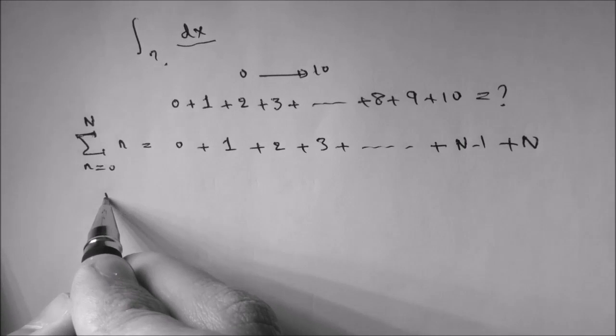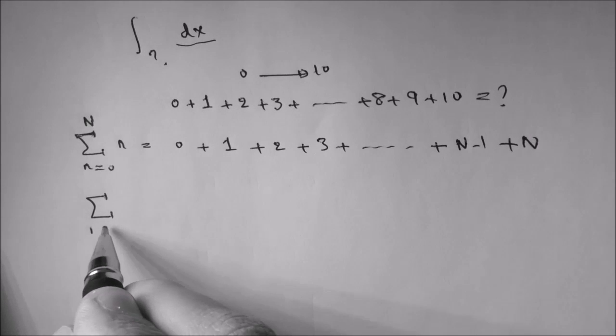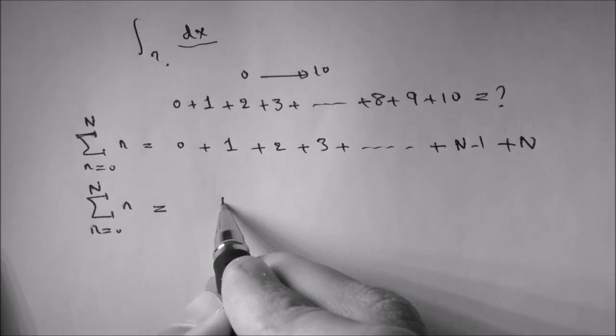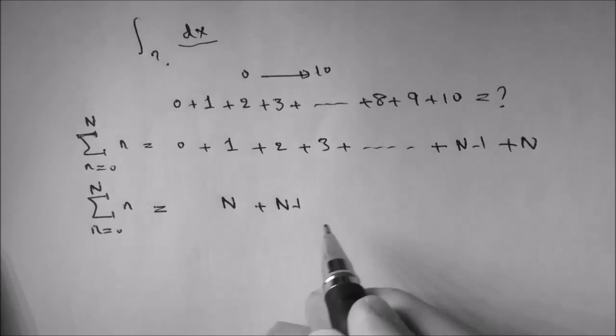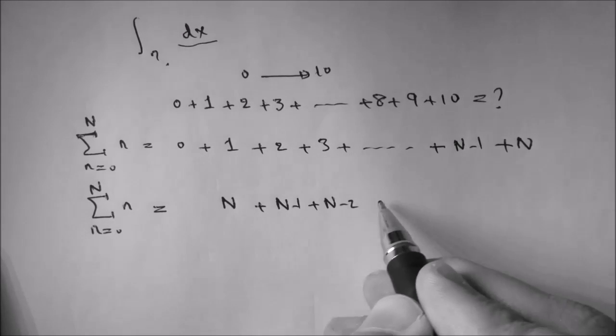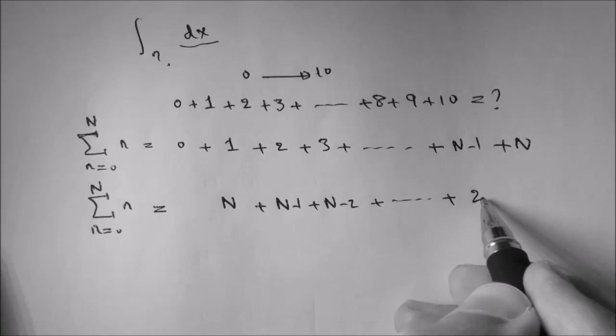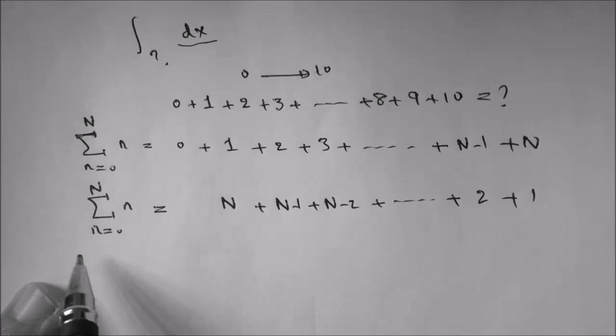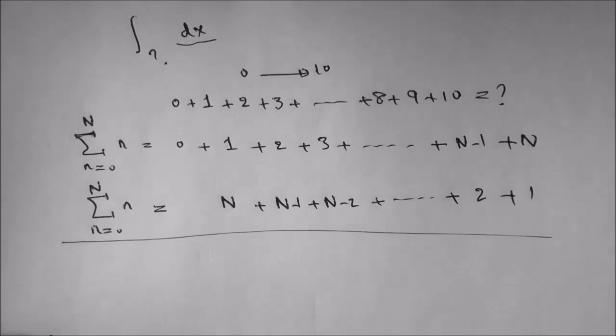I write this expression, but I'll also expand this summation backwards, starting from n. We have n plus n minus 1 plus n minus 2 plus other points plus 2 plus 1. Now by adding these two equations, what do we get?